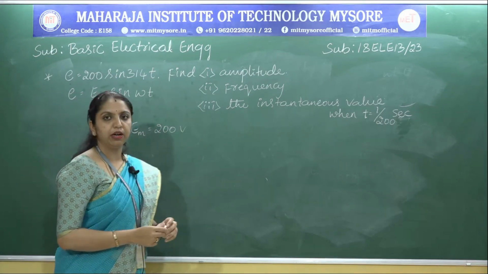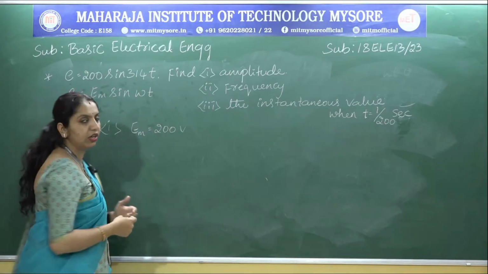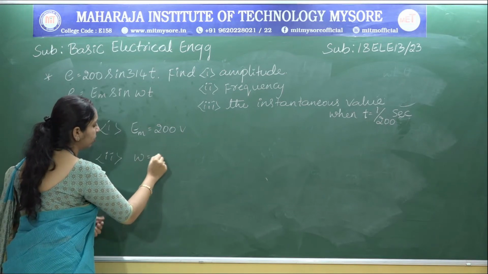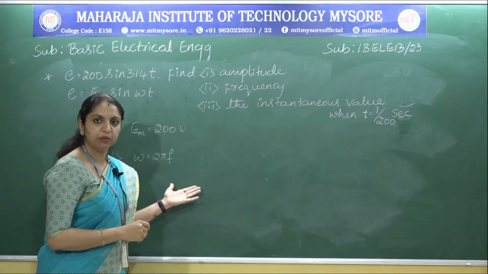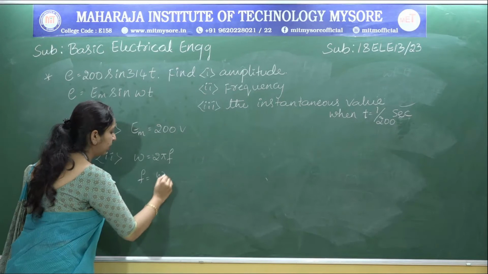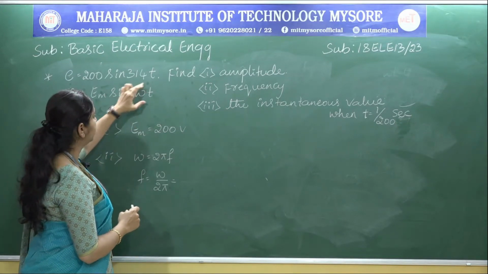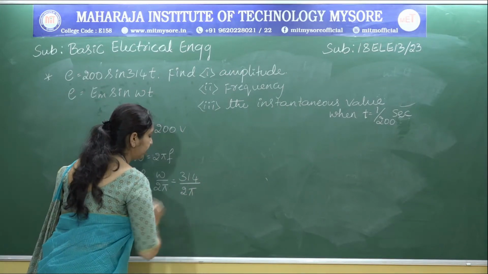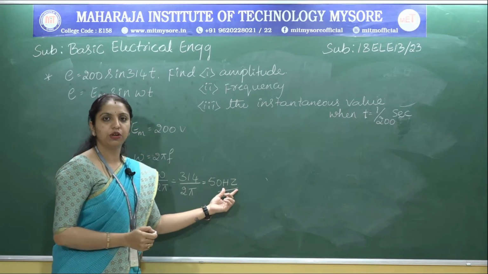Now in the second part, we need to find the value of frequency. How can we calculate it? Remember, omega is equal to 2 pi f. This is the angular velocity omega, which can be expressed in terms of frequency as 2 pi f. So f is equal to omega divided by 2 pi. Comparing the standard expression with the given expression, omega is equal to 314, so f is 314 divided by 2 pi. We get the answer as 50 hertz. Remember, hertz is the unit of frequency.